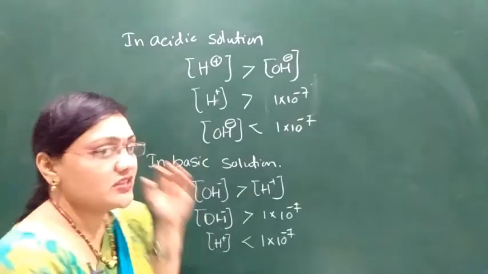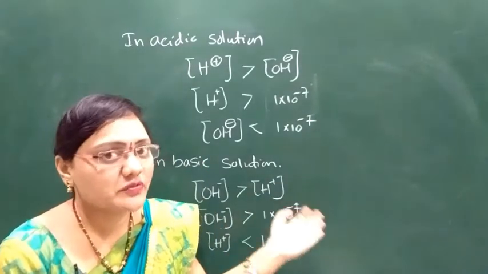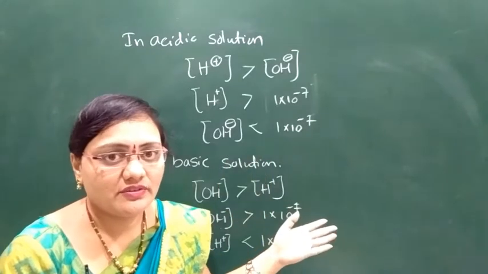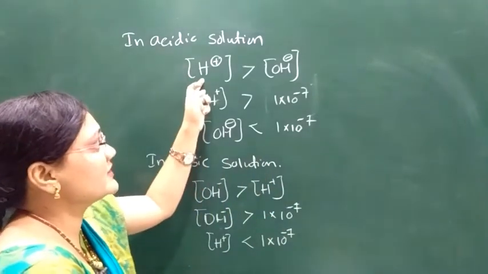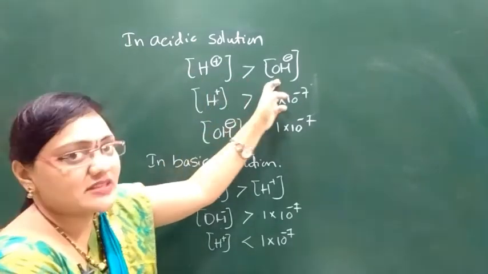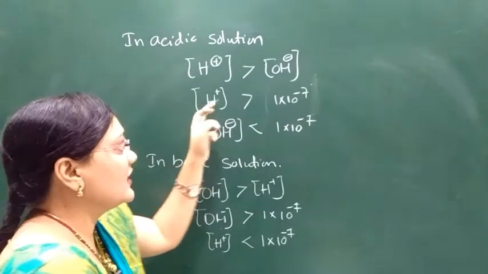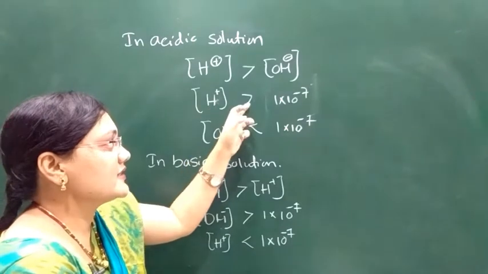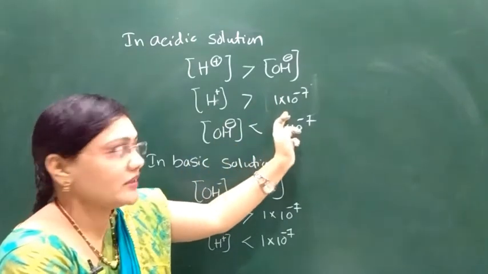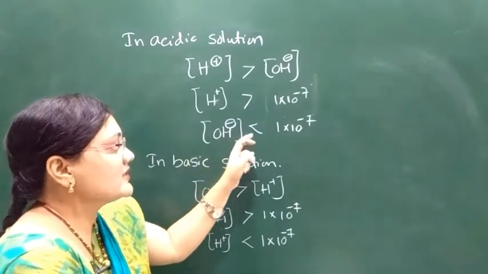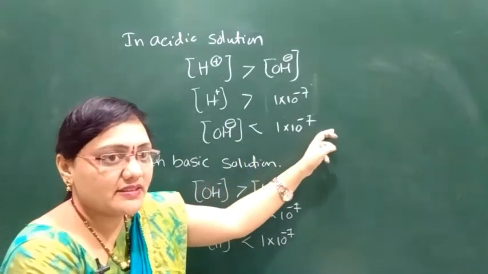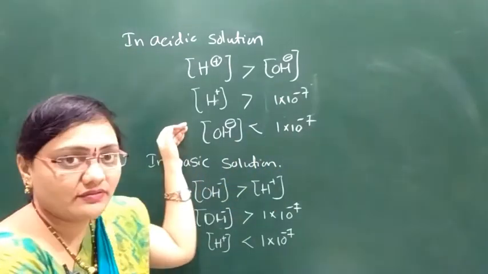In a neutral solution, H plus ions are equal to OH minus ions, each 1 into 10 to the power of minus 7. In an acidic solution, the concentration of H plus ions is greater than the concentration of OH minus ions. The H plus concentration is greater than 1 into 10 to the power of minus 7, and the OH minus concentration is less than 1 into 10 to the power of minus 7. These are the values for the acidic solution.